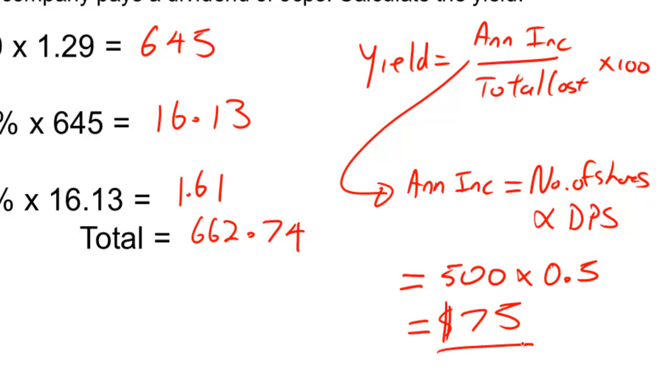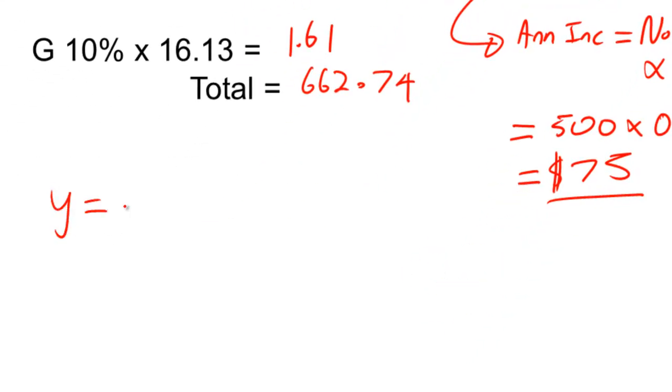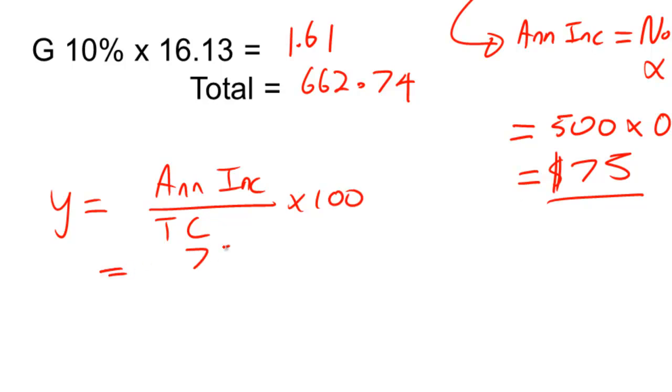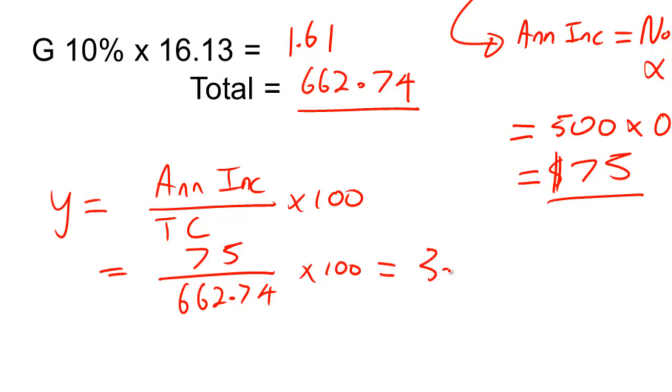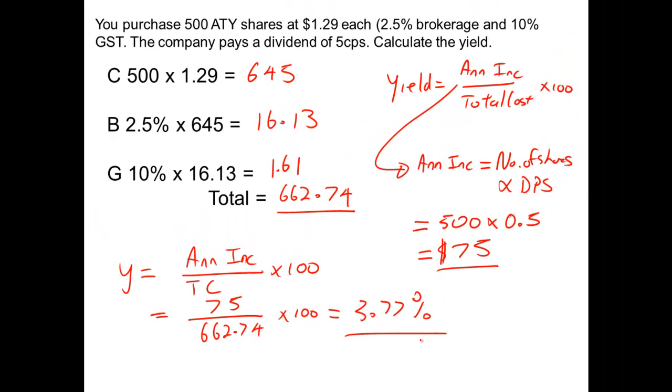Okay, so now your yield equals annual income over total cost times by 100. We've now got our annual income, which is 75. Our total cost is what we worked out from up here, 662.74, and times by 100 gives you a grand total of 11.32% as a yield. Now that's not a bad yield. If that's higher than the banks, you're going really well. If it's lower than the banks, then maybe your investment isn't actually returning as well as it should be.